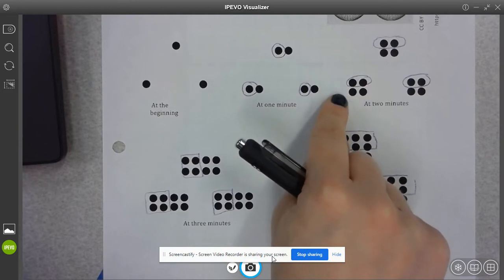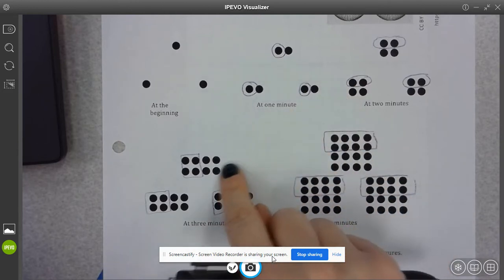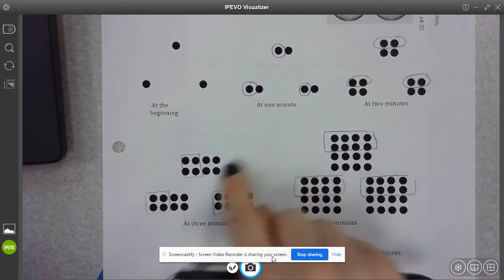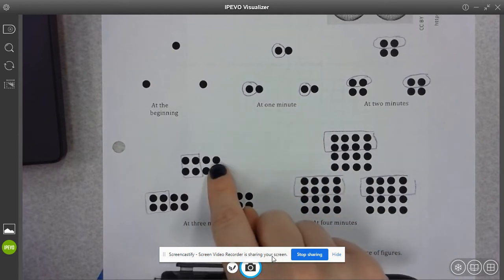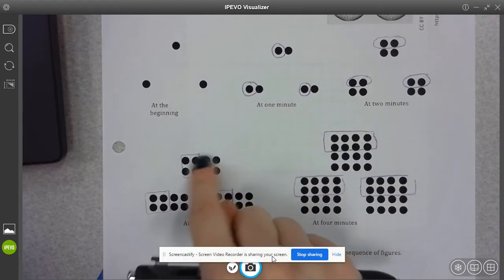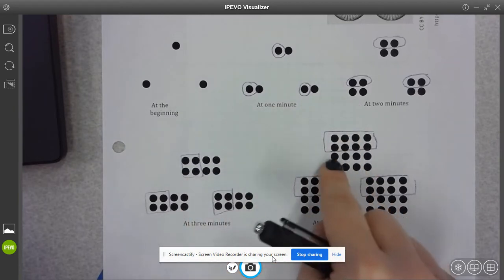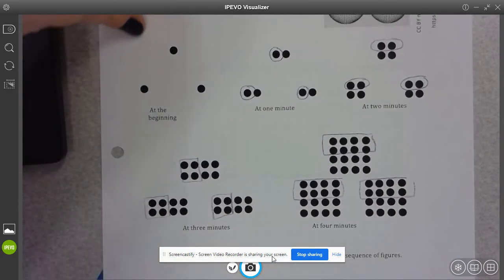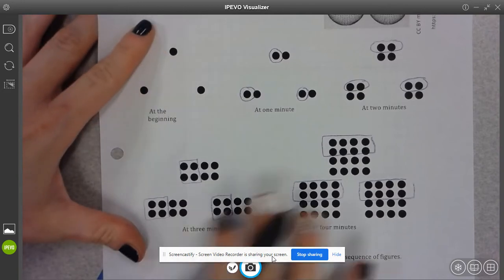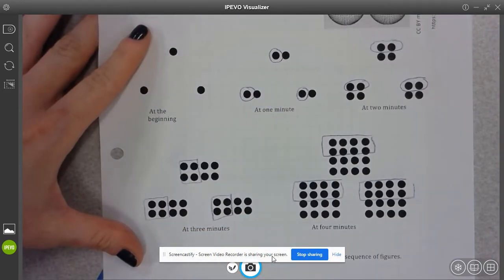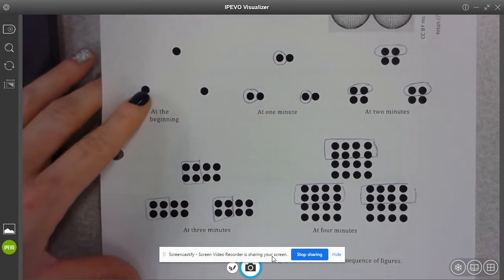Now I have 2 rows of 2 dots. Over here I have 4. So I have a group of 4 and a group of 4. So I have my 4s that doubled. Now this is 8. So now I have 8 and 8. So it's just a way of explaining how you would potentially see this shape grow, or these shapes growing at the beginning, 1 minute, 2 minutes, 3 minutes, and so on.